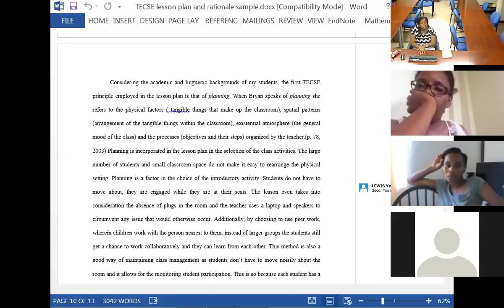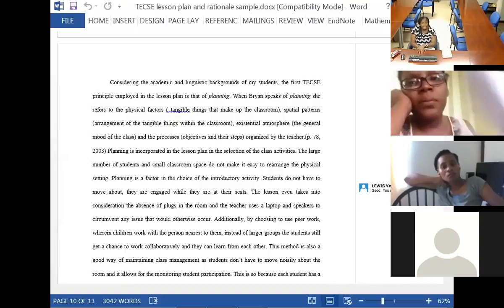When Brian speaks of planning, she refers to the physical factors, tangible things that make up the classroom, spatial patterns, arrangement of the tangible things within the classroom, existential atmosphere, the general mood of the class, and the processes, objectives, and their steps organized by the teacher. Planning is incorporated in the lesson plan in the selection of the class activity.